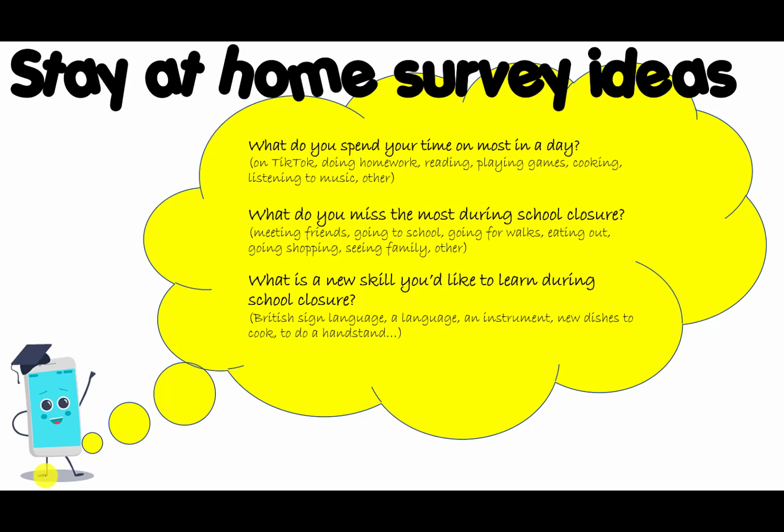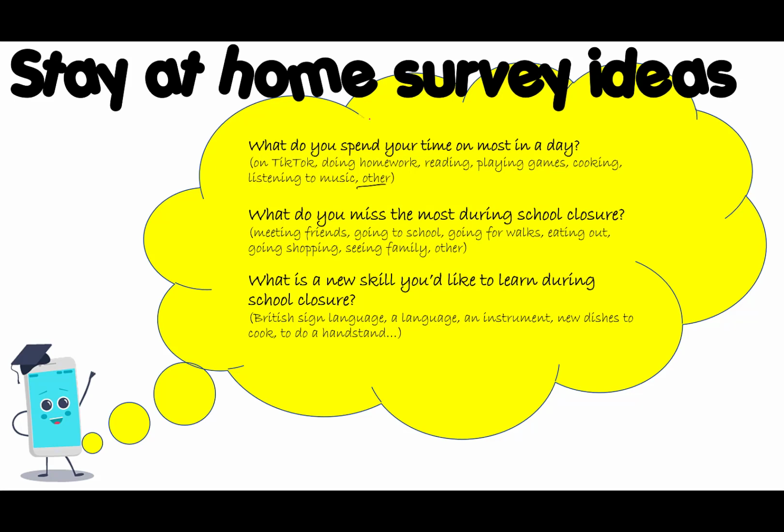So you could do a pie chart to show how your 1 day's worth of hours or 1 month's worth of hours is separated into different things. So I put some ideas on there: TikTok, doing homework, reading, playing games, cooking, listening to music, and I've put other in. You can put your own categories in. You do not have to use mine.